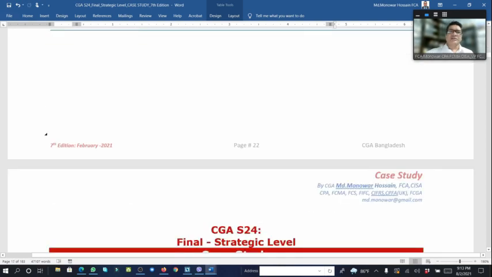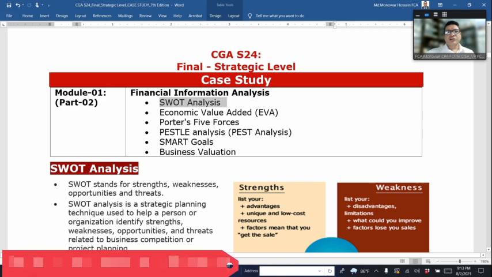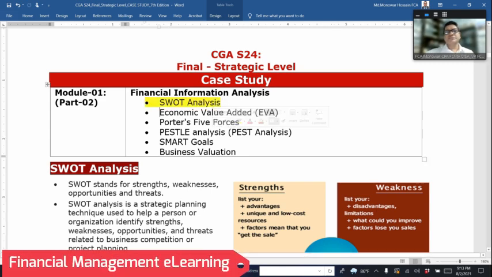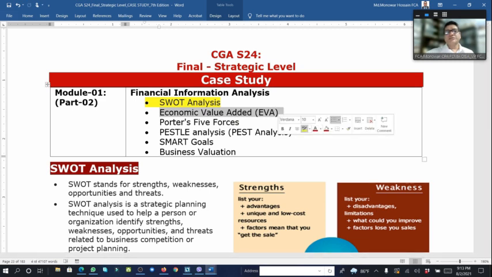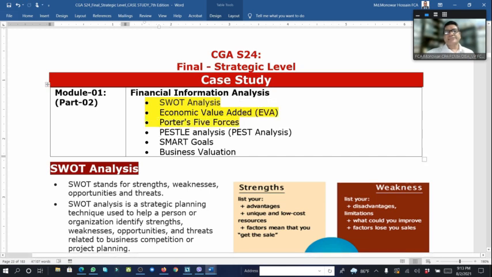And our next class would be SWOT analysis for the case study, EVA valuation, EVA, that means economic value added, Porter's 5 forces model, PESTLE analysis, SMART, and business valuation, etc. would be our next class.